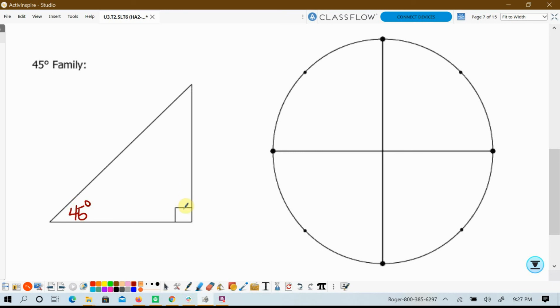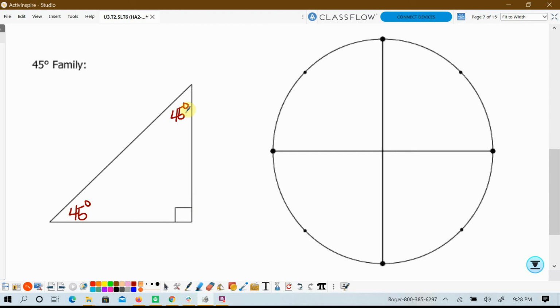Since this is clearly 90 degrees, and this is 45 degrees, the measure of the third angle has to also be 45 degrees, because 45 plus 45 is 90, plus another 90 makes 180, the total sum of all three angles.